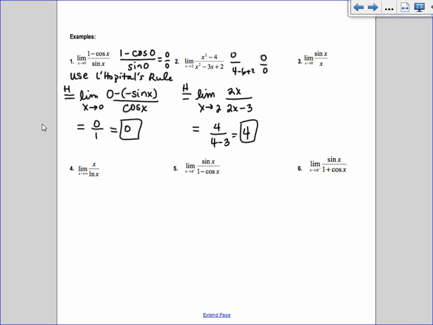Okay, so this next one, limit as x goes to 0 of sine of x over x. This is the one that I told you to memorize. Do you guys remember what this one is?